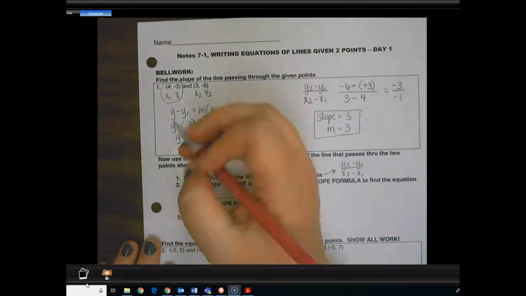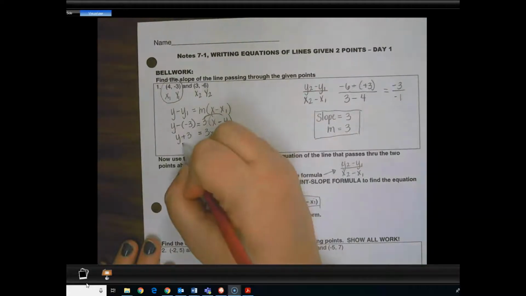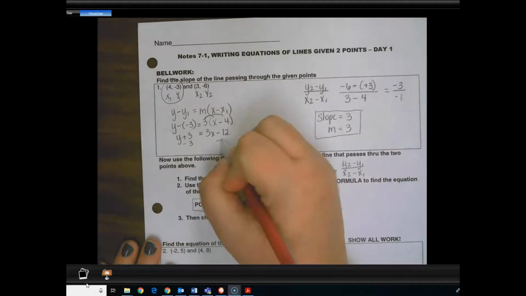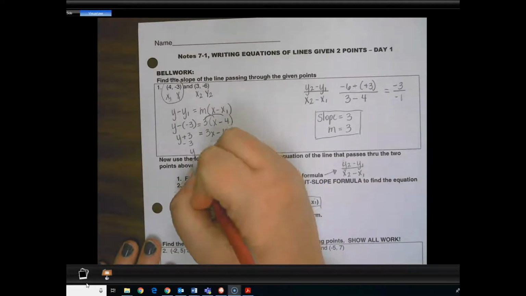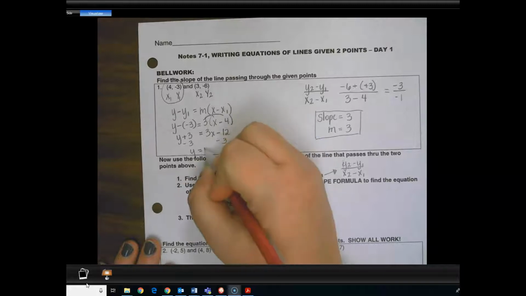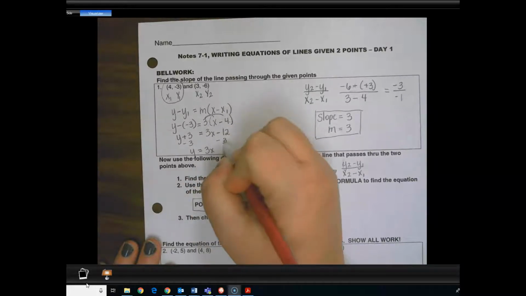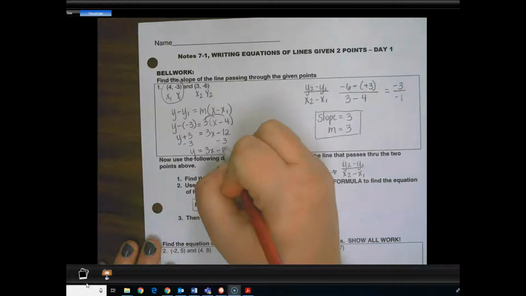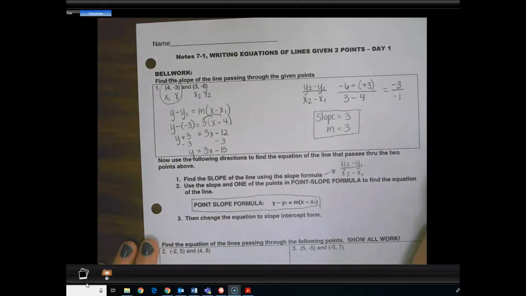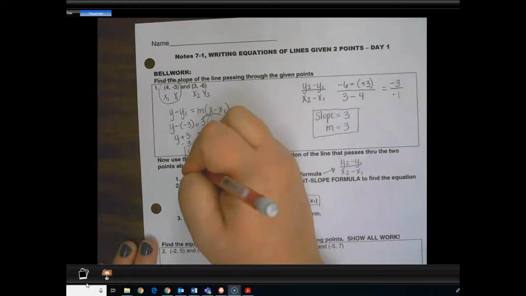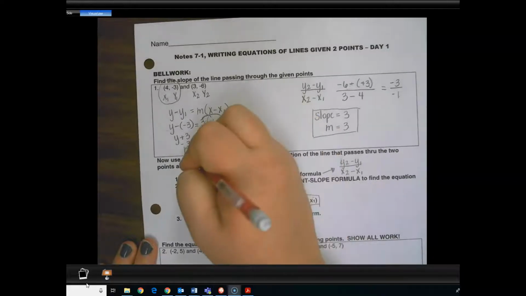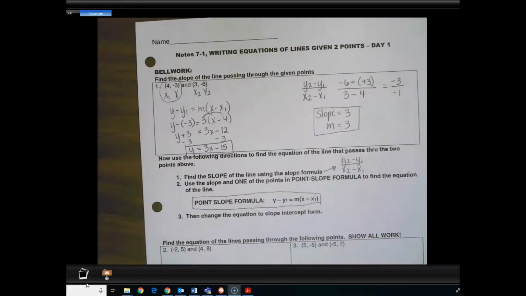Then I'm going to bring this 3 over, so I'm going to subtract 3 from both sides. And this leaves me with y equals 3x, -12 minus 3 is -15. So my equation for a line that goes through both of those points is going to be y equals 3x minus 15.